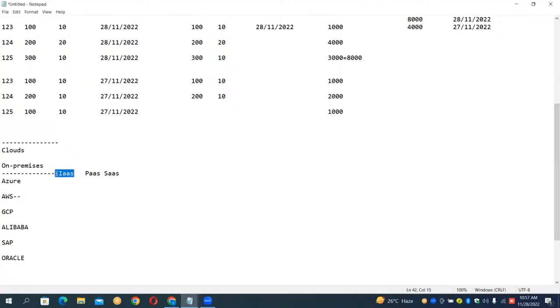Infrastructure means what, guys? Infrastructure is nothing but computer, that is nothing but hard disk, or else you require a RAM. All these things will be provided to you by Azure in the form of IaaS, infrastructure as a service.